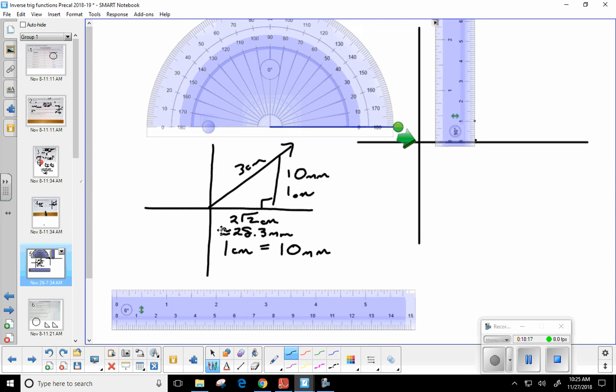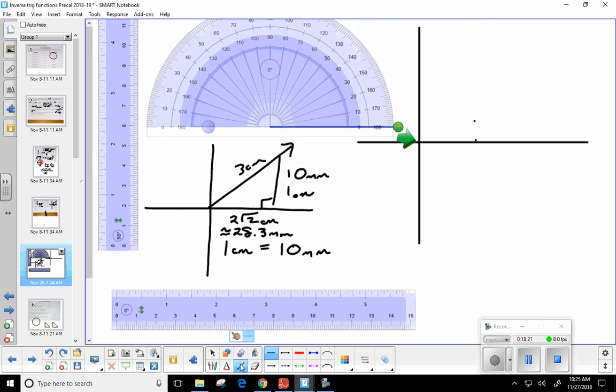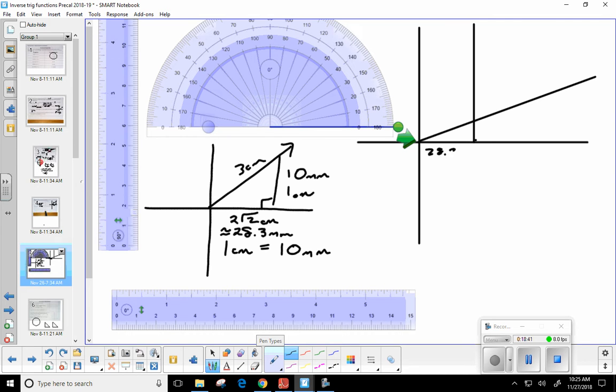Okay, so I've got my marks. Let me go ahead and draw my sides here. There's 1. And I'm going to draw these longer because remember, I want to see easily what the value on my protractor is. Is everybody okay with what I've done so far? Okay. This is the 28.3 millimeters. This is the 10 millimeters. And I'm looking for this angle right here, theta.